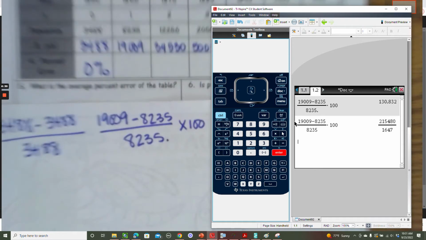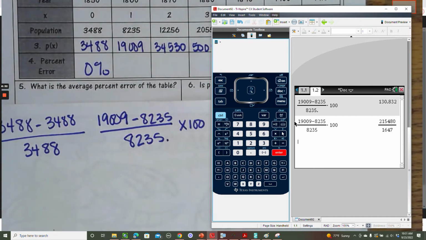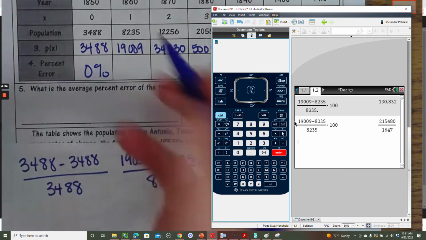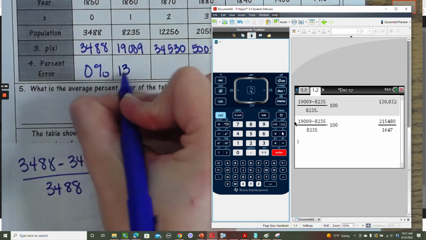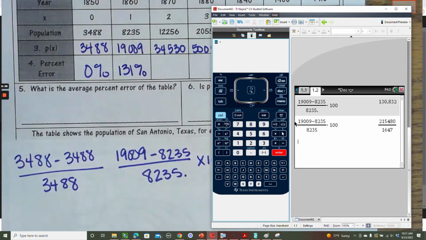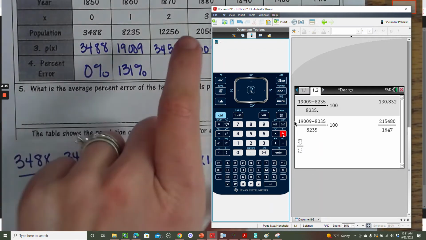Well, so we're going to round this off to the nearest whole number. 131. 131% error. Is that good to have 131% error? No, that sucks. But you have to do this for every column. So again, that's what I mean by tedious. So, okay.